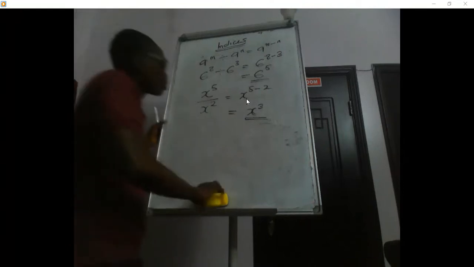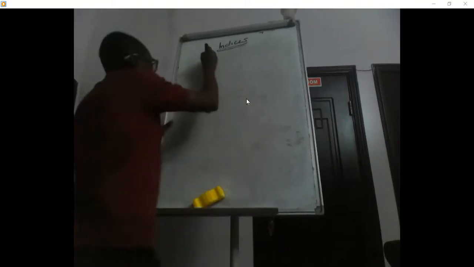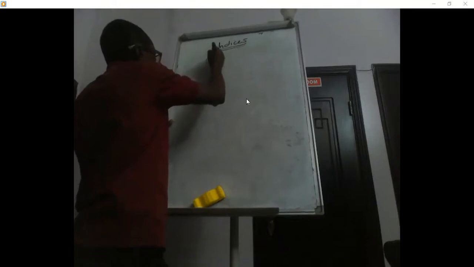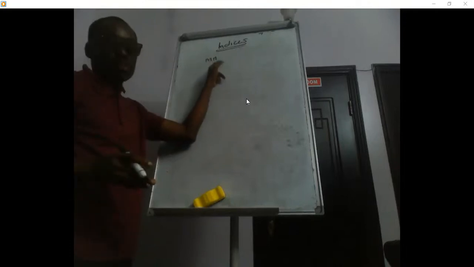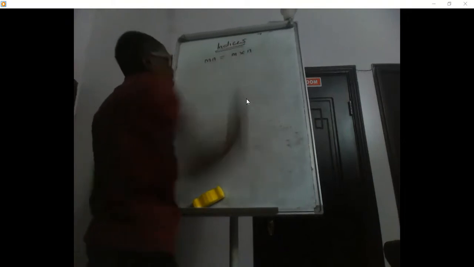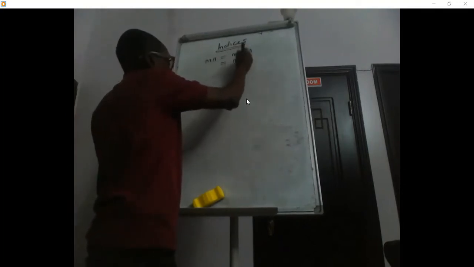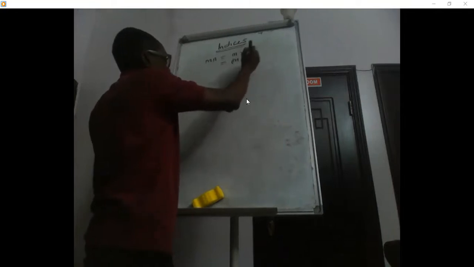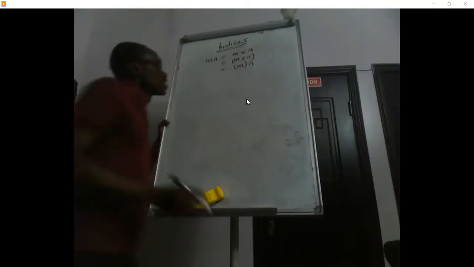Now we are going to move on to the third law. Before I move on to the third law, I just want to let you know something: when you have mn in maths, m is a variable, n is a variable. This is simply m times n. Also, this can be written as m times n in brackets. And you can also put the m in brackets and pull out the n. These are various forms of writing mn.